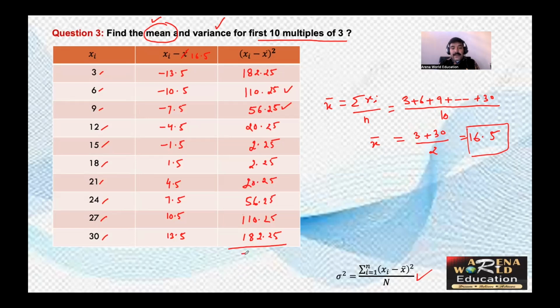Now, what will be the sum of all these values? It will be 742.5. And what is the required variance? Yes, this will be 742.5 divided by n. We are dealing with 10 multiples of 3, so n will be 10, and this is very easy. This will be 74.25, and this is your required variance for the first 10 multiples of 3. I hope everybody is clear.